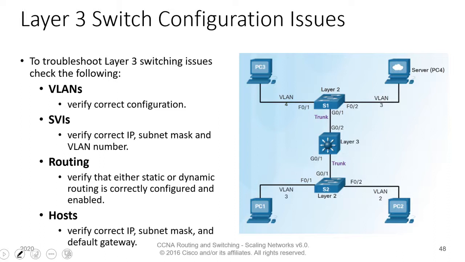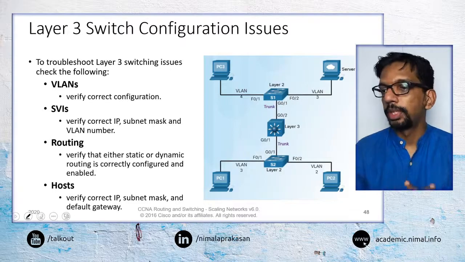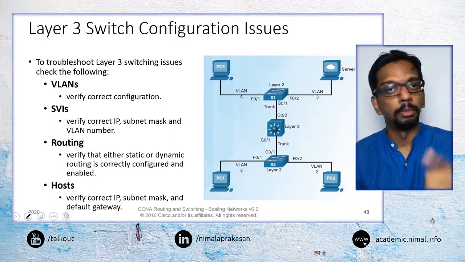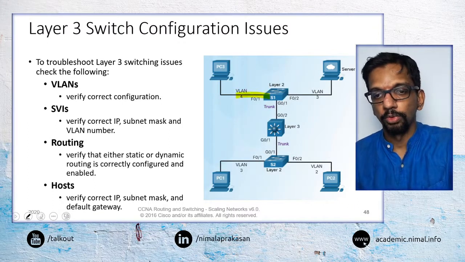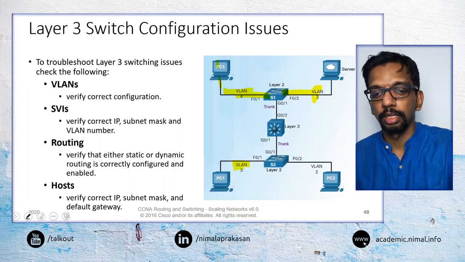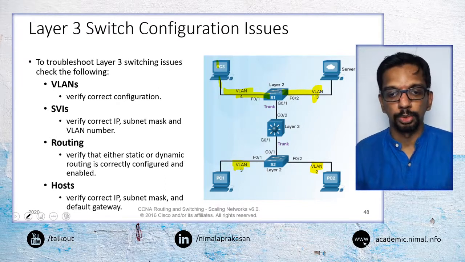Then when we think about configuring layer 3 switches with layer 3 configurations, there are a few things we have to think about. One is, are the VLANs configured correctly? For each of these ports that are connecting to different hosts, have we assigned the correct VLAN there? So that is the first one.